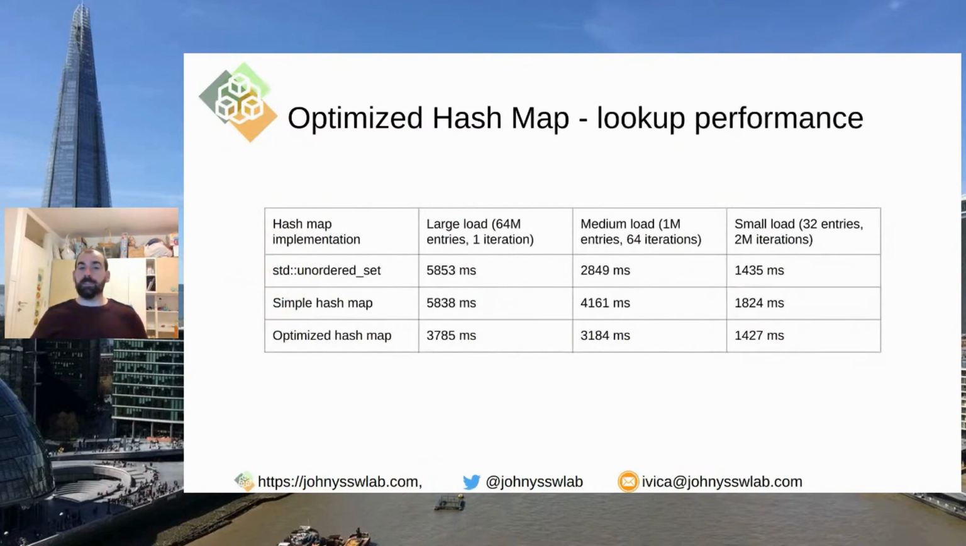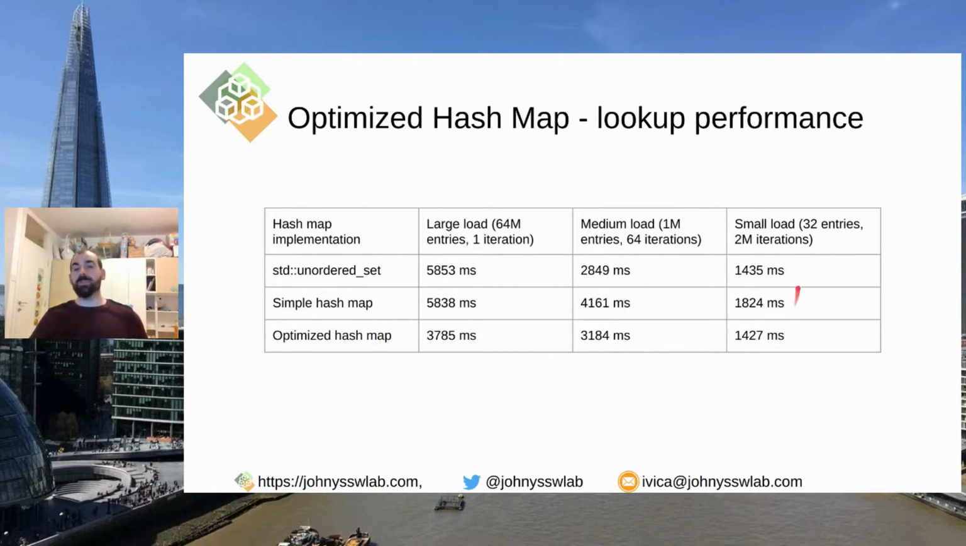Now, how does that affect the lookup performance? That again depends on the size of the load, so the size of the hash map. Is it 32 entries, 1 million entries, or 64 million entries? We are performing 64 million lookups. So let's compare it. The simple hash map for the large load takes 5.8 seconds and takes 3.7 seconds for the optimized case. So it's almost 2 times faster. Not 2 times, but 1.6, 1.7 times faster.